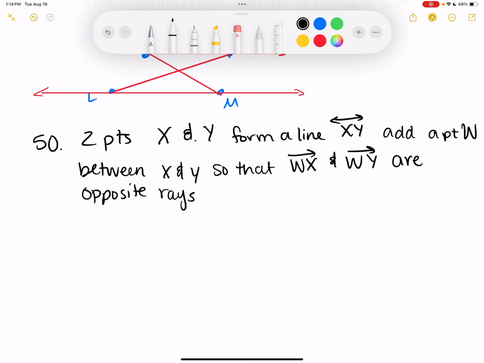So what do you think this needs to look like? Yep. So I'm going to have points X and Y that are on a line, and then I've got, well, sort of. Try again. Just make them drastically large so you can't tell. Then we've added W in here, and so then I've got one ray going this way, and then I've got my other one going this way. So those are my opposite rays.